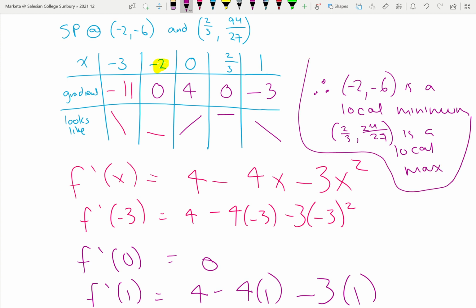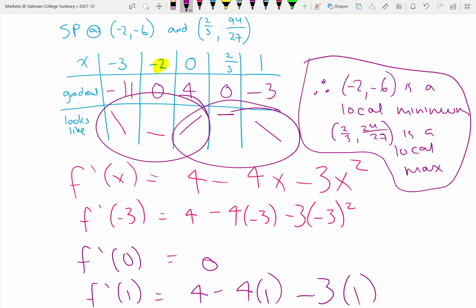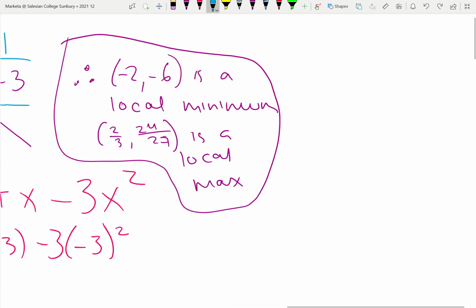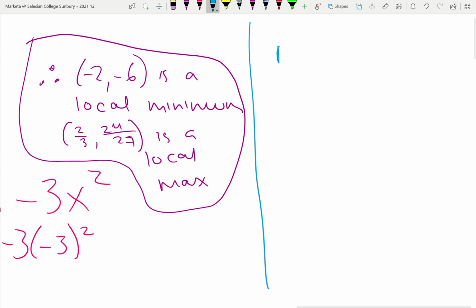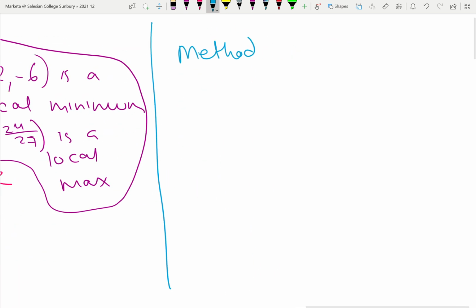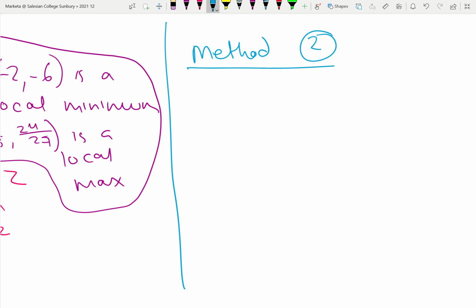So if you go back to that table from the start, we can see the shape looks like this for a maximum and like this for a minimum. So this is one way to do it, and this is the way that you learn in the methods textbook. There is a more efficient way, which I will also show you, which definitely comes in handy. And this is where we use the double derivative. So I'll call this method 2. Probably should have called the other method, method 1.